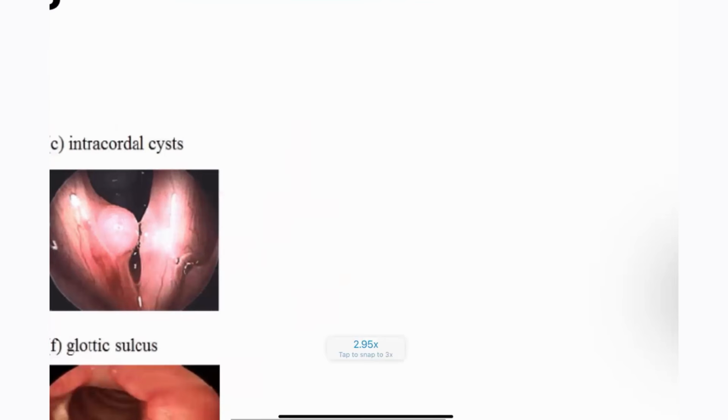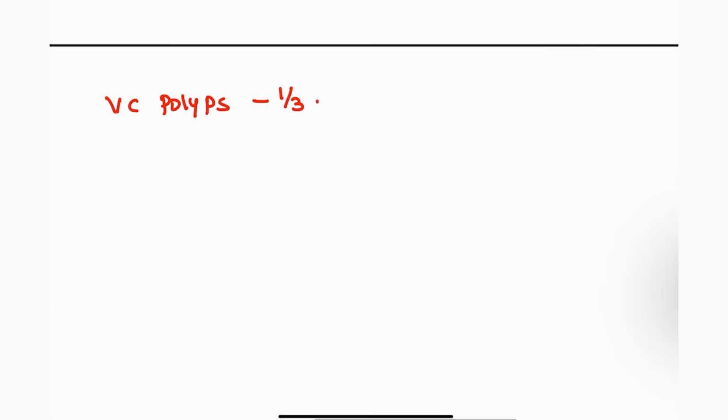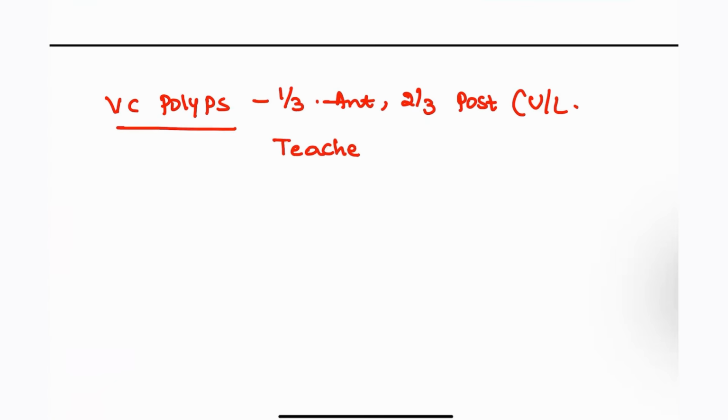First, vocal cord polyps. What is the most common location for vocal cord polyps, guys? The common location is the junction of the anterior 1/3 and posterior 2/3. Vocal cord polyps are usually unilateral. In which patients are they seen? Most commonly they are seen in teachers. These are the patients you are going to see.